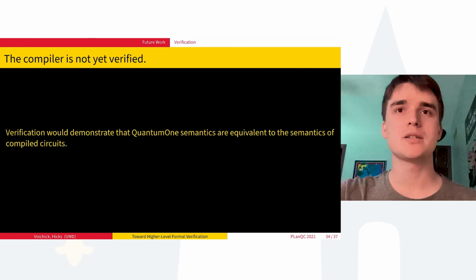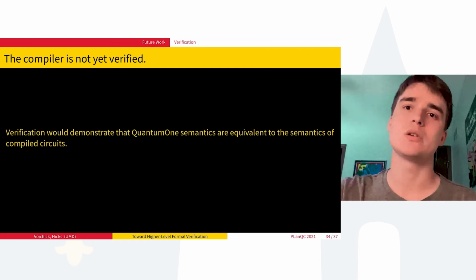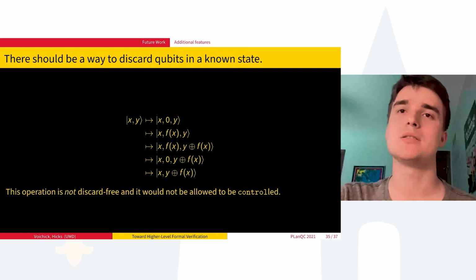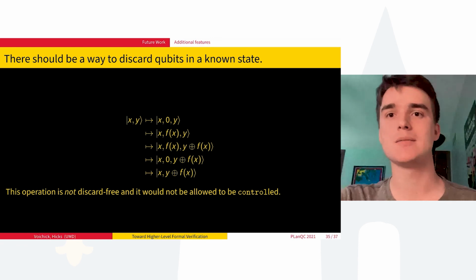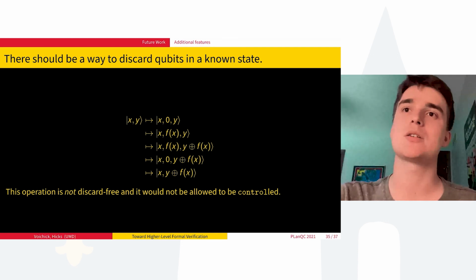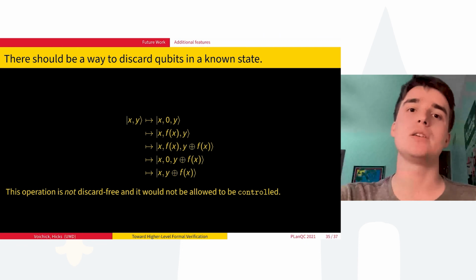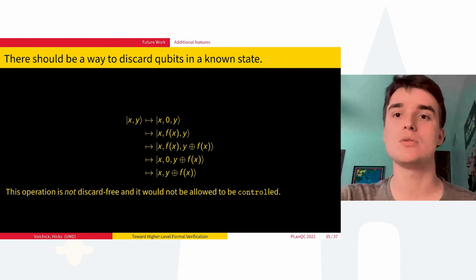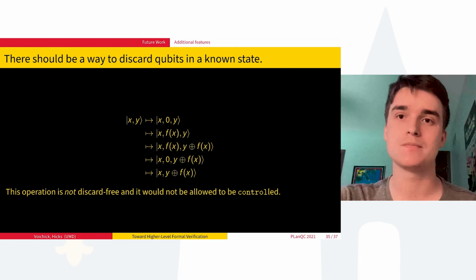Additionally, the compiler is not yet verified. We still need to show that the semantics of Quantum 1 programs are equivalent to the semantics of the compiled circuits. In addition, there are some features that could be added to the language to make it more expressive. For example, a way to safely discard qubits that are in a known state. There are plenty of unitary operations that can be described in terms of discarding a qubit known to be reset to the 0 state, but these operations are not discard-free in Quantum 1, and so you would be unable to use them within a control expression.